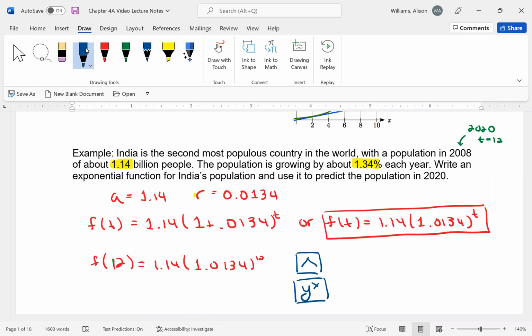So you're going to want to enter this into your calculator until you are able to figure out how to get the number 1.337, and that would be billion.